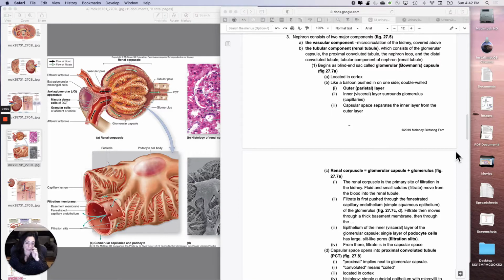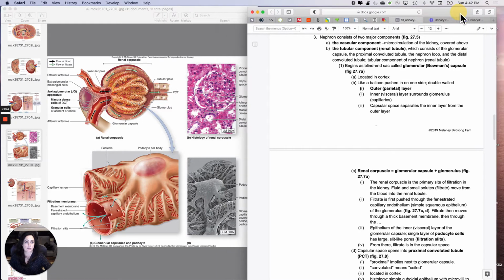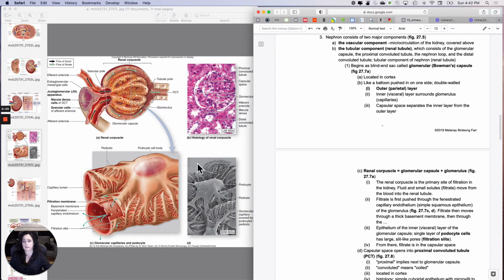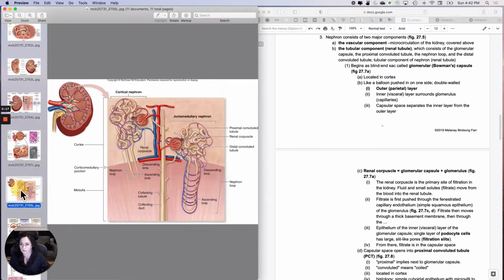Okay, so now we are going to get into what we call the tubular component of the nephron, because these are the P tubes, the tubes that have things that are going to eventually end up getting urinated out. So let's go through the big picture first, and then we'll look at it in more detail.